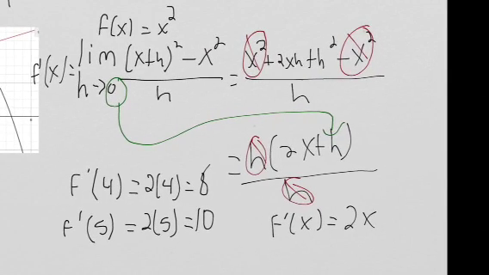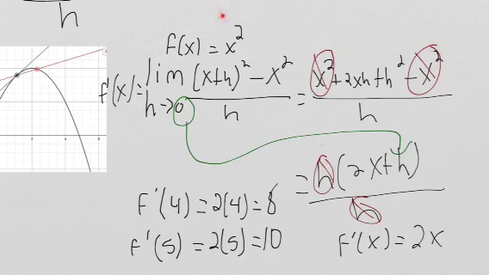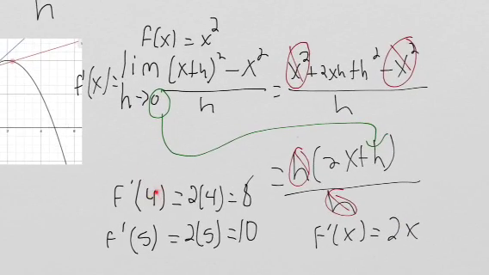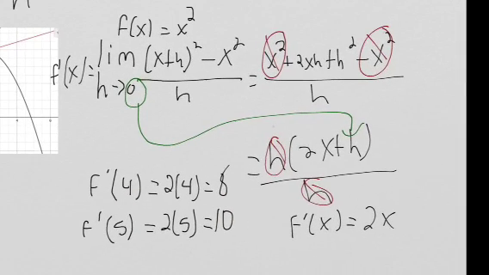So what that actually tells us is the slope of x squared at any x value we want. So x squared at x equals 4 has a slope of 8. X squared at x equals 5 has a slope of 10. And we can do that for any x value. It will tell us exactly how quickly x squared is either increasing or decreasing at any x value.